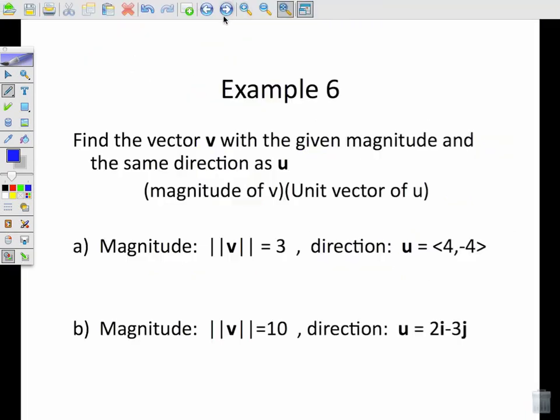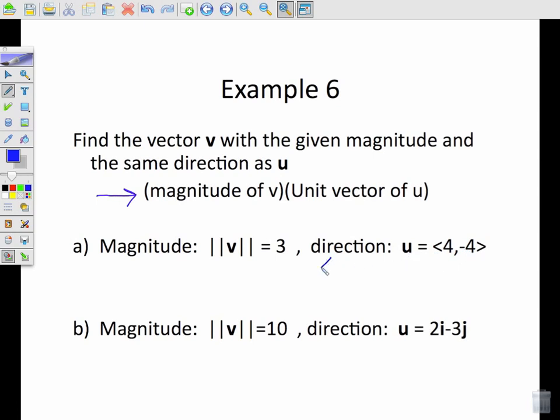All right, let's look at our next example, example 6. It says find the vector v with the given magnitude and the same direction as u. The way we're going to do that is right here: you take the magnitude of the vector v and multiply it by the unit vector of u. So the first thing we need to do is find the unit vector of u.